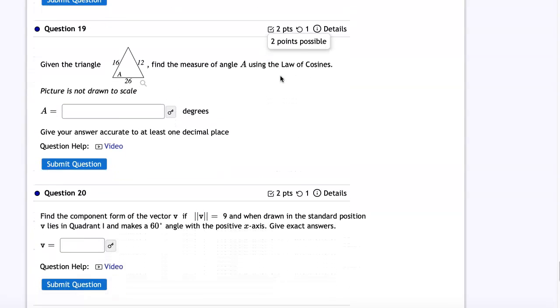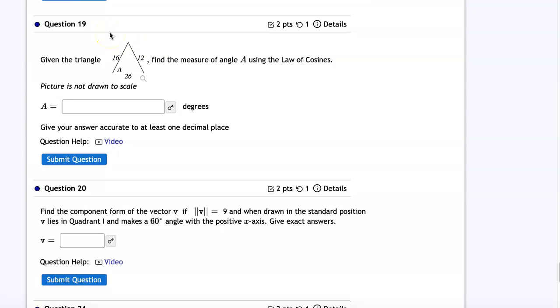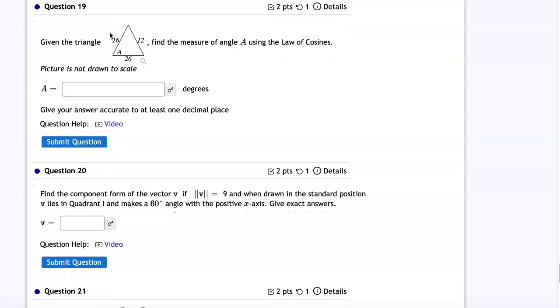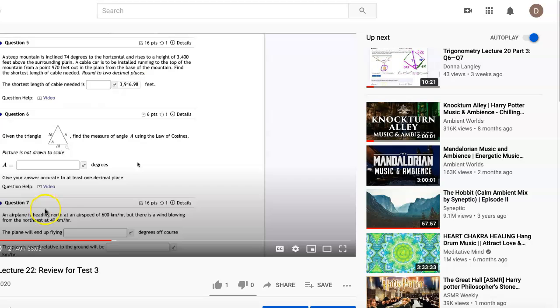Now for this next problem, we're going to be looking at question number 19, and that is a triangle where we know all three sides and we just need to find the included angle. Now this problem is also explained in that same video lecture, so you can go back to that video lecture, and starting at 21:49 I will be going over.